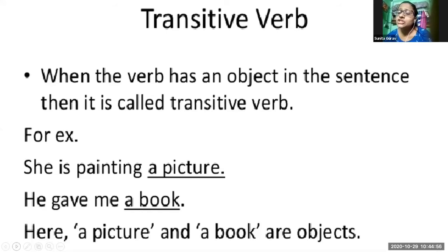Suppose I'm using only she is painting. That will be an incomplete sentence without the object. So we should ask the question, what is she painting? A picture. We are getting the answer here, a picture. Second one, he gave me a book. What did he give me? So the answer will be a book. So when we ask the question to the sentence starting with what, and when we get the answer, that is the transitive verb.